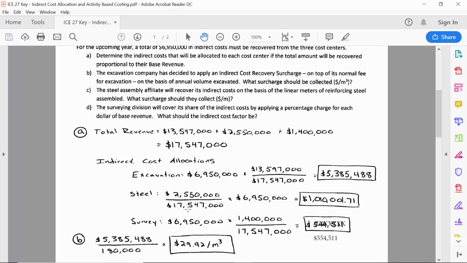So then you do the similar thing with part C and D to figure out, what are the pass-along charges in terms of dollars per meter of steel, in terms of just a percentage that the surveying division is going to charge as an indirect cost surcharge.